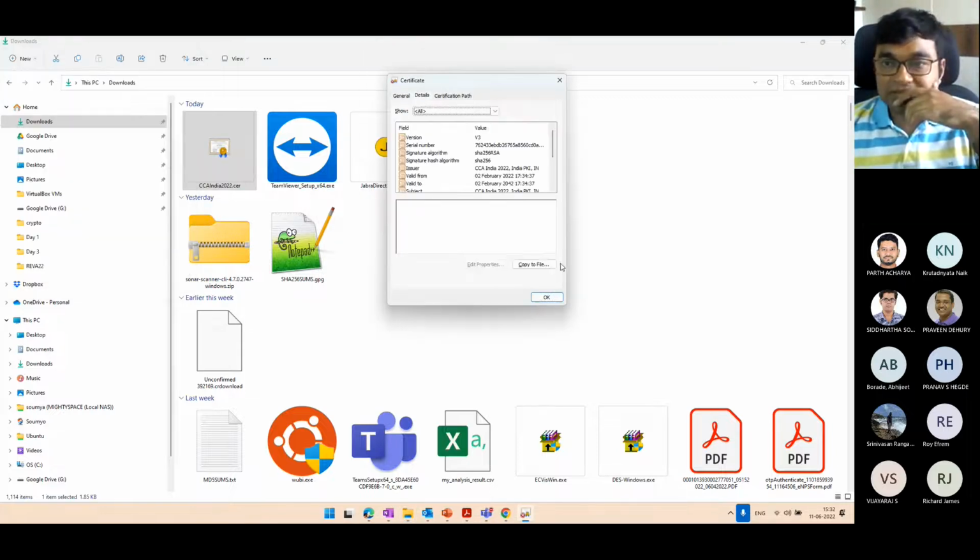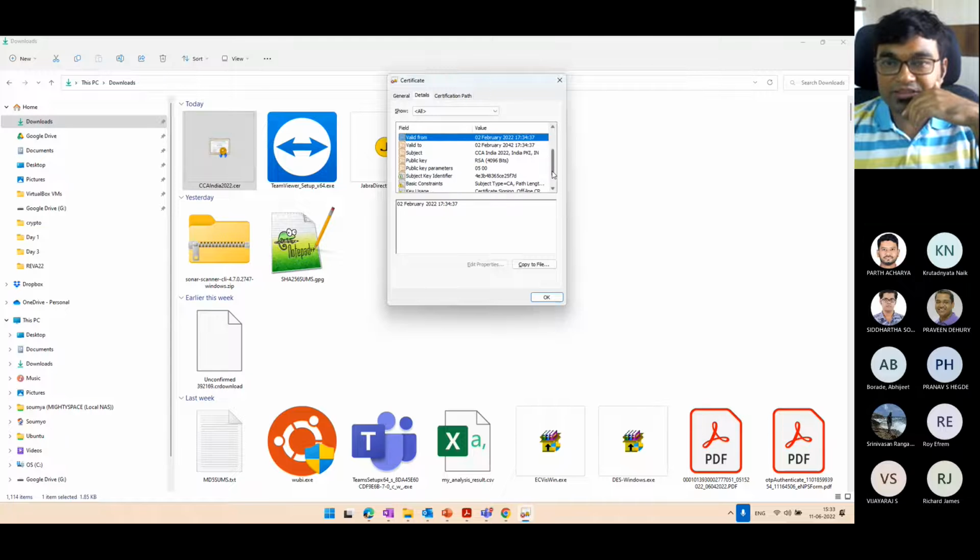If I go to details, these are the parameters. Version, serial number, every certificate has a serial number. What signature algorithm has been used? What is the hash algorithm used? Who is the issuer? What is the window for which this certificate is valid from and valid to?